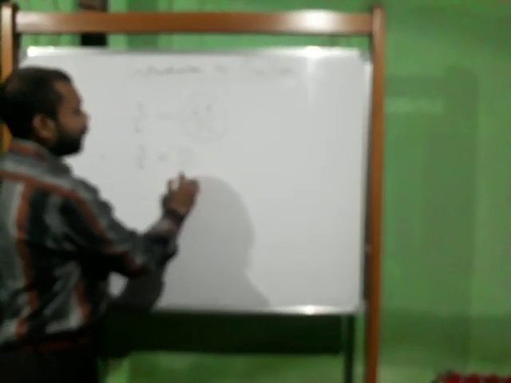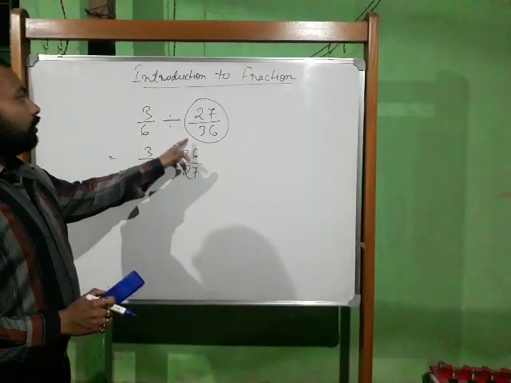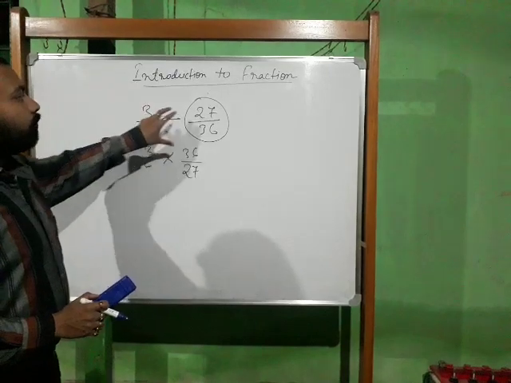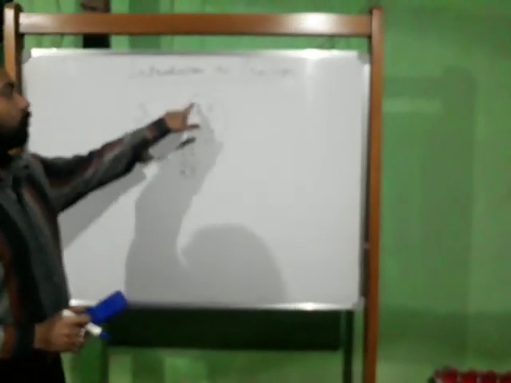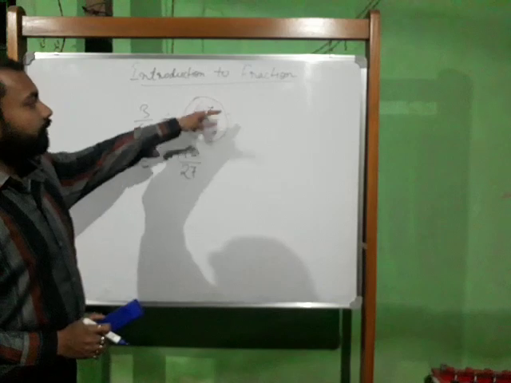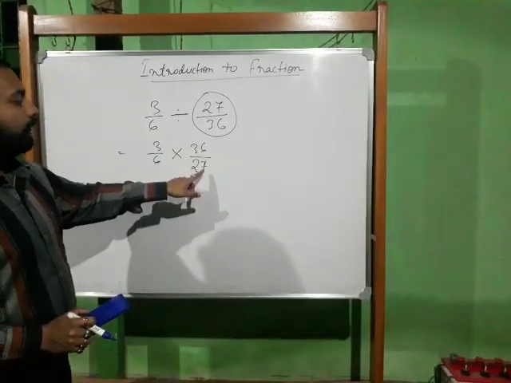36 by 27. Again I am repeating, while doing division don't reciprocal the first fraction. You have to always reciprocal the second fraction. Okay, so for 27 by 36, you see the division sign is changed into multiplication sign, and this fraction is reciprocated. It was 27 by 36, now I have written 36 by 27.